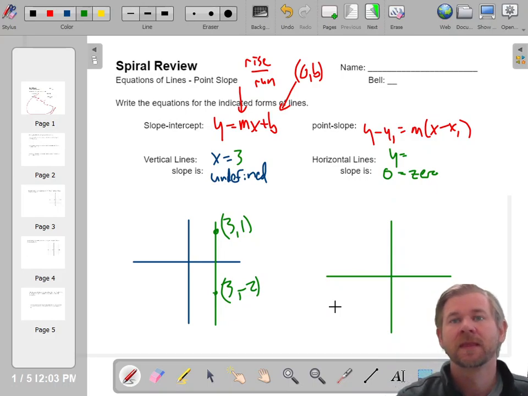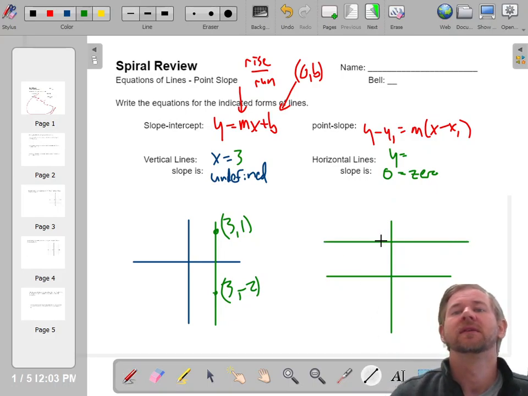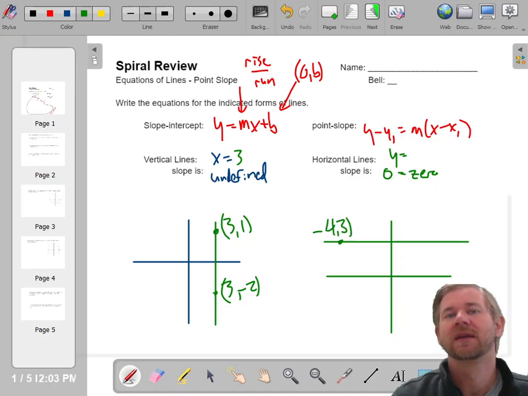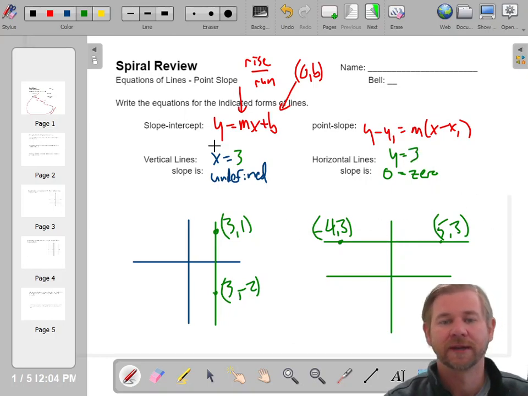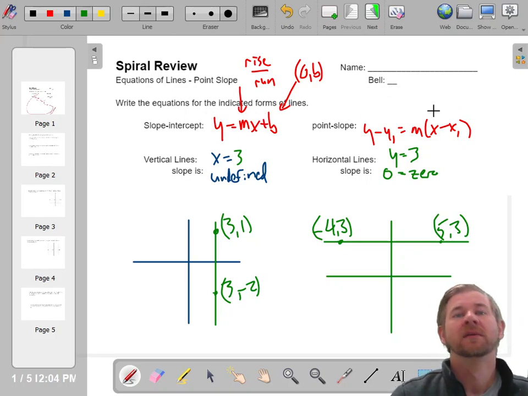0 is a number. A horizontal line looks something like this, and this would be like (negative 4, 3) and then (5, 3). Guess what? Y is the same, and this one, y would be 3. Okay, so we got horizontal lines, vertical lines, slope-intercept's fine, point slope's where it's at.